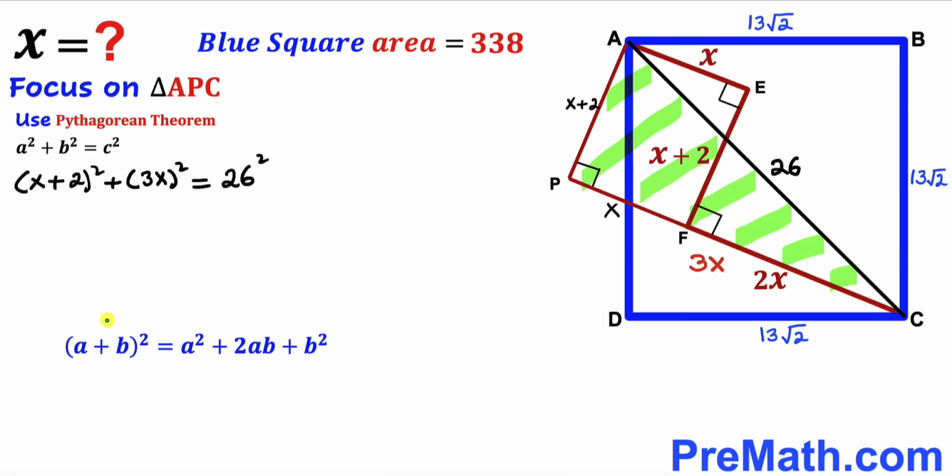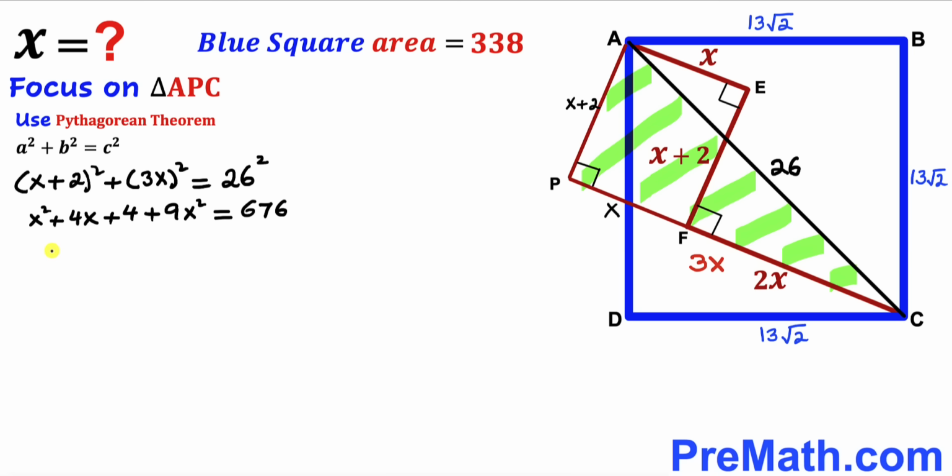And now let's recall this famous identity. (a plus b) whole square could be written as a square plus 2ab plus b square. We are going to apply it on this binomial on the left hand side of this equation. Therefore, we are going to have x square plus 4x plus 4 plus 9x square equal to 676. Now we are going to combine the like terms.